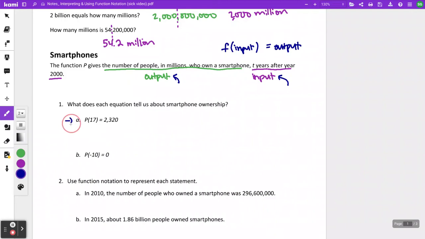So I'm going to have you go ahead and just start with A, keeping in mind everything we've said so far about this problem. Go ahead and pause the video and see if you can figure out what that equation there is trying to say.